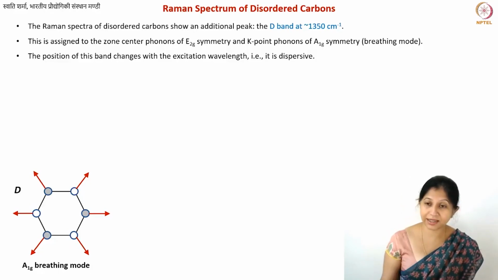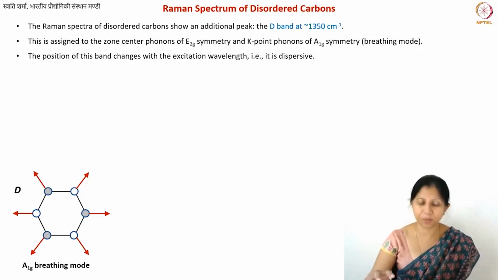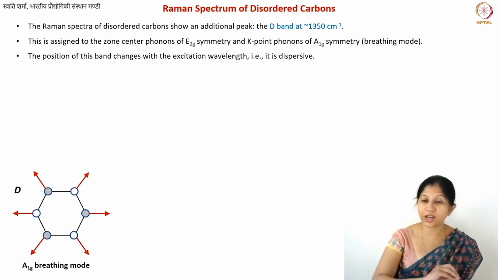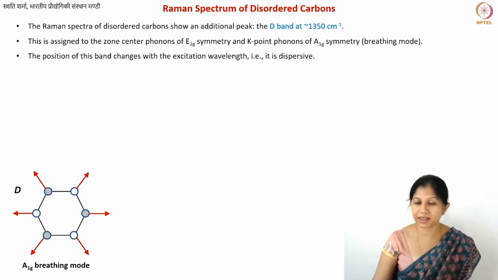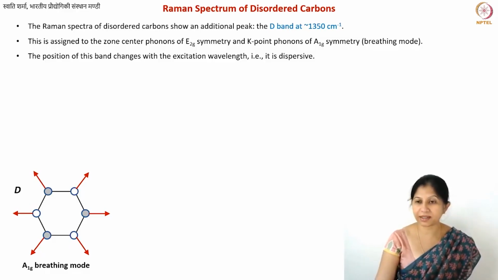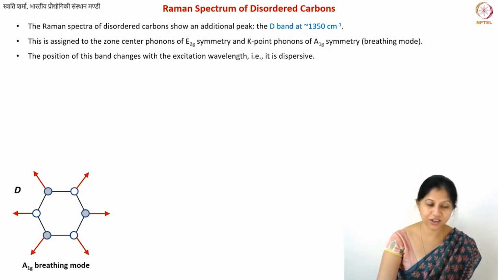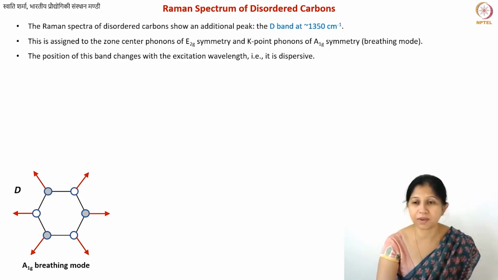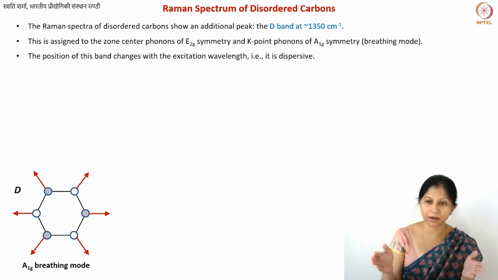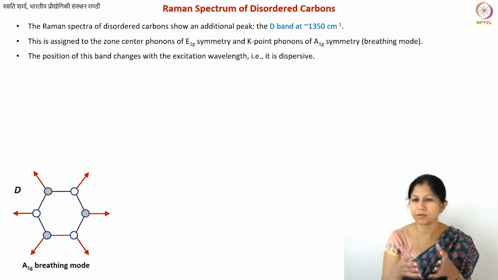This mode is known as dispersive. What does it mean to have a dispersive mode in Raman spectroscopy? If you change the wavelength of the excitation laser, then the position of the D band changes. That is what we call a dispersive band. The most common wavelengths used for excitation in Raman spectroscopy are between 514.5 nanometer and 632 nanometer.